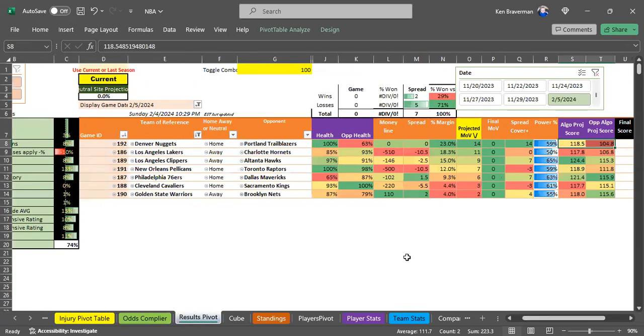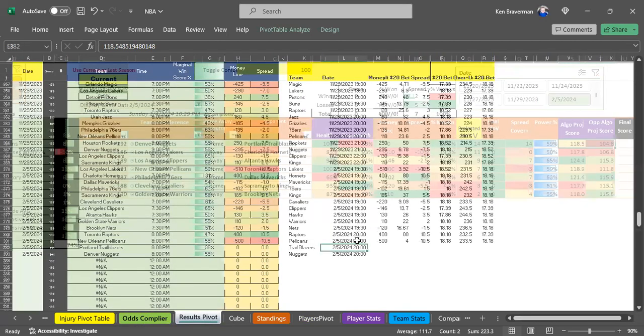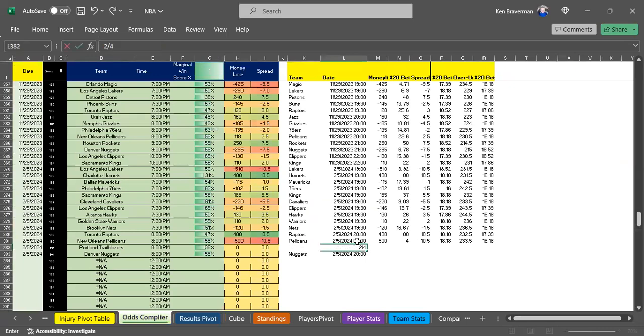Basketball is a great sport to estimate with the algorithms because there's a lot of data and a lot of points. And there you go. That's NBA. So I'll put that up for sale on kenbraverman.com because there's a lot to talk about, and it does awesome things. One more thing I'll finish on with the NBA file.